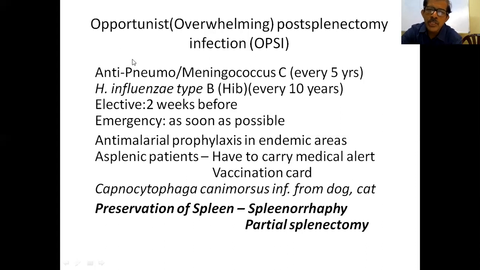So in view of these complications, what is the remedy? The remedy is to try to preserve the spleen. Already I talked about splenorrhaphy and partial splenectomy. And if at all possible, you can preserve the spleen completely. So treat conservatively.